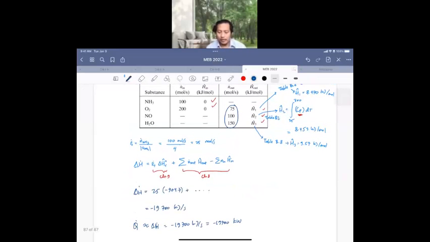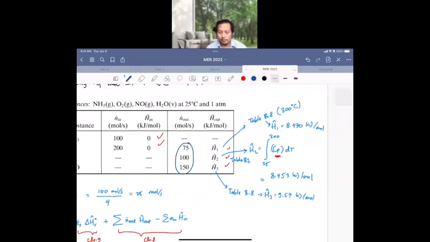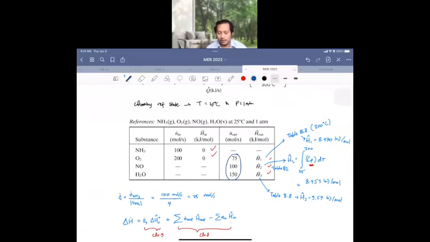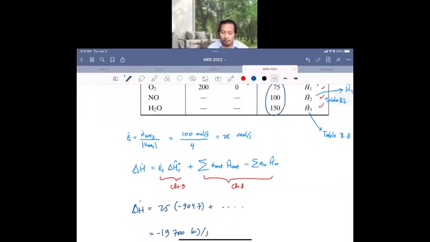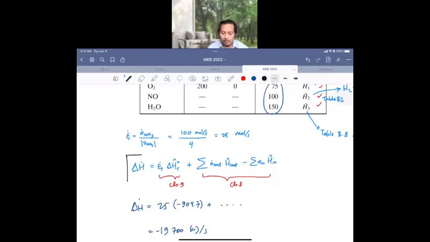So the important thing is choosing the reference state, taking it out to the reference table, finding each enthalpy, and then putting it into the whole enthalpy system.